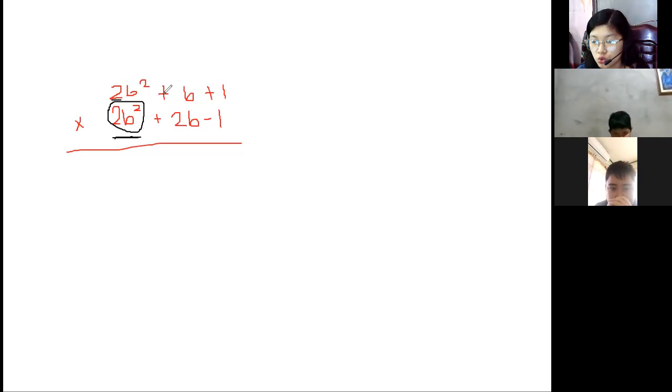Times natin siya 2b squared. So, 2 times 2, that is, ilan? 4 po. And b squared times b squared, pareho silang may b, so, copy natin yung base. And yung kanila exponent, we have 2 here, and another 2. 2 plus 2, 4 po.